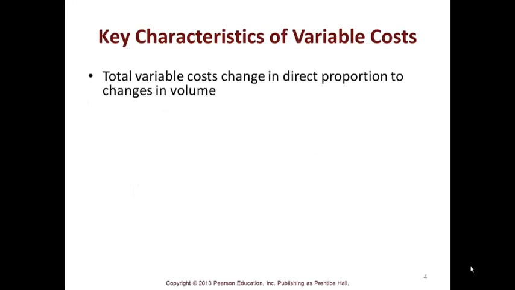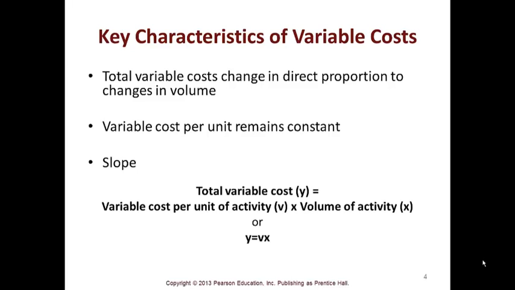Variable costs: total variable cost changes in direct proportion to the volume. So as volume goes up, cost goes up. As volume goes down, cost goes down. A variable cost per unit remains constant. It has a slope. So a total variable cost, which is Y, equals variable cost per unit of activity times volume of activity. So Y equals Vx.